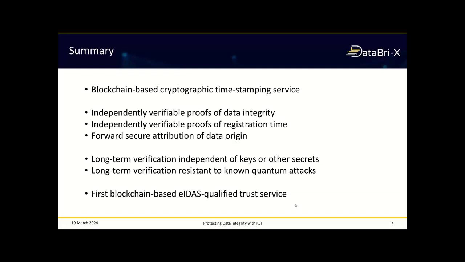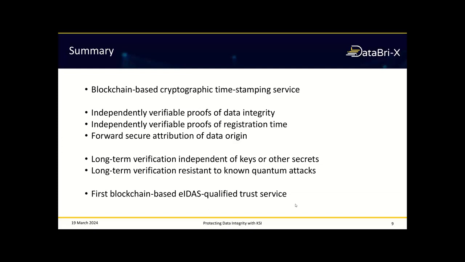The attribution of data origin, the inclusion of information about which client requested any particular timestamp token, is still trust-based. So the server verifies that the client has client authentication before issuing the timestamp and includes this information in the token. You cannot verify that the information was correct to begin with, but the client identity is included in the token in such a way that it cannot be tampered with or changed after the fact. So the attribution is trust-based, but the integrity of attribution is verifiable. It is forward secure. It cannot be changed after the fact.